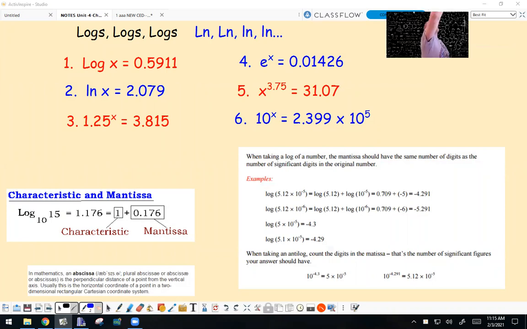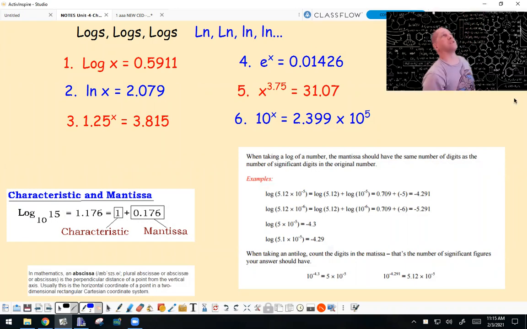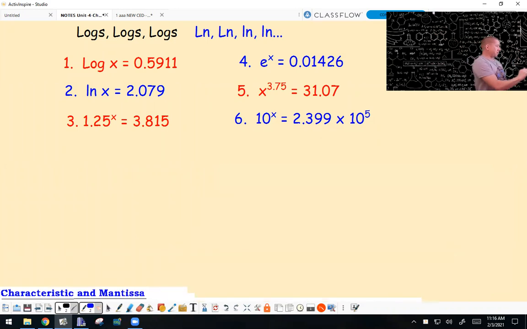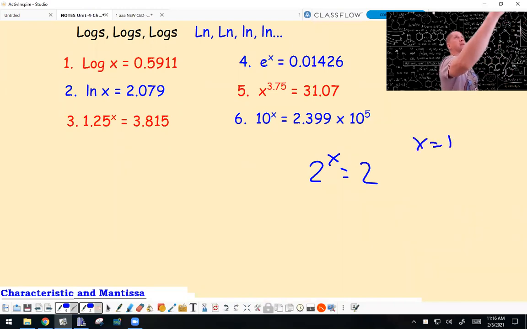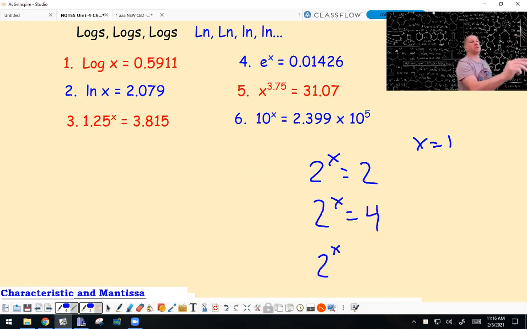Okay. All right, so to do logs, let me make my picture a little bigger here so I can talk to you. As I said yesterday, when we were doing this, 2 to what power gives you 2? We know that x is 1. That's something we just know, because we know some algebra. Then it gets to a certain point where that's about our limit. So here x equals 2 and x equals 3.